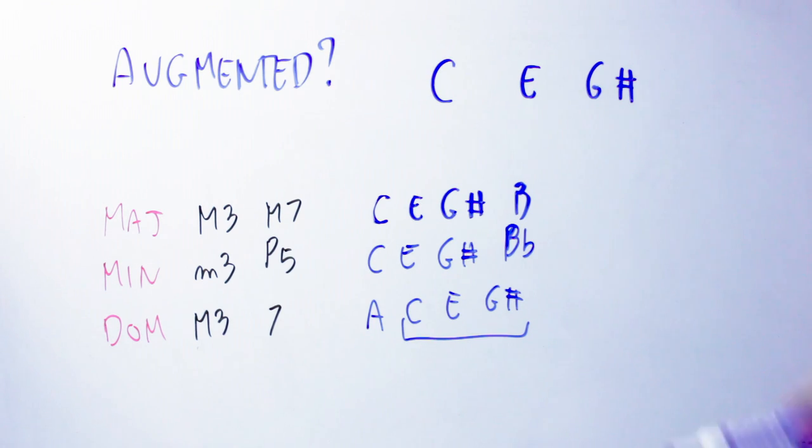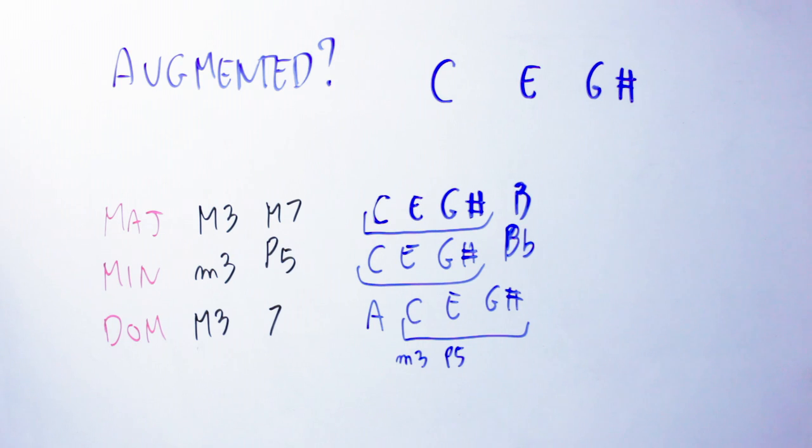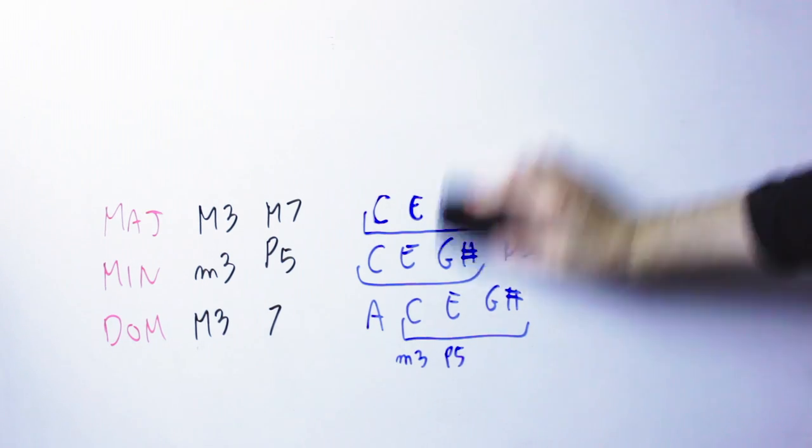And with respect to the root of A, we'll have the minor 3rd C and the perfect 5th E. It's a technicality if you want, but it does happen in music. Now, why are we doing all this?